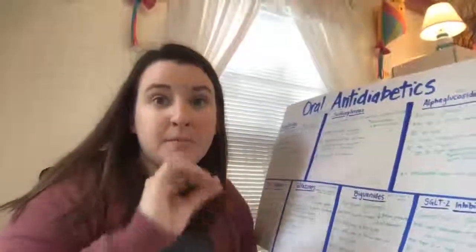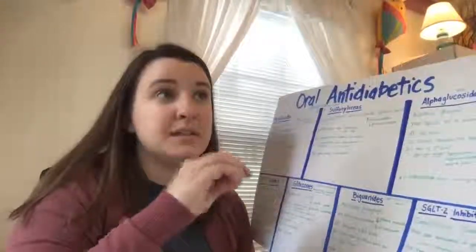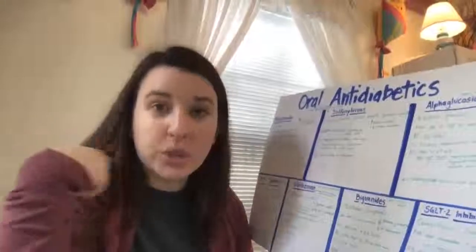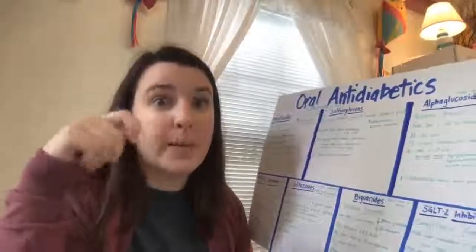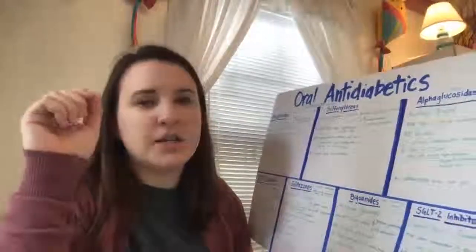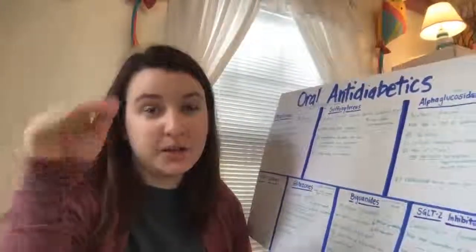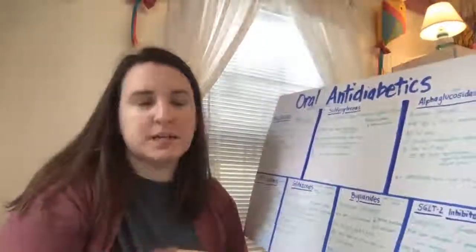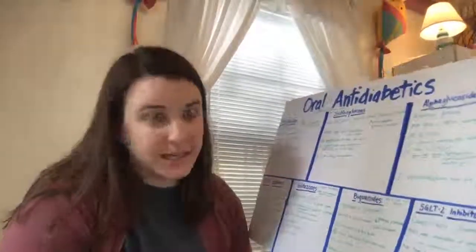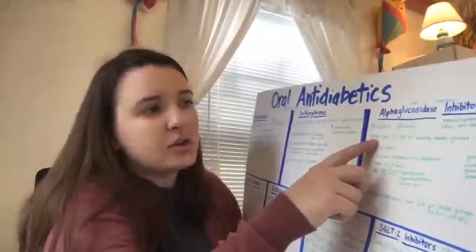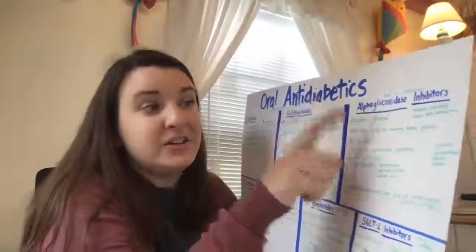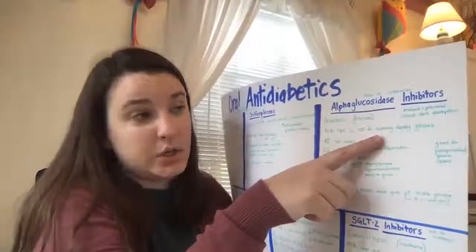I want you to think pre-meal. So the patient is going to need to literally take this drug with their first bite of food or right before their meal. This drug is going to help slow down carbohydrate absorption in the gastrointestinal tract. This one's specifically working in the intestines. So these drugs are for type 2 diabetics. They are not for lowering fasting glucose levels.